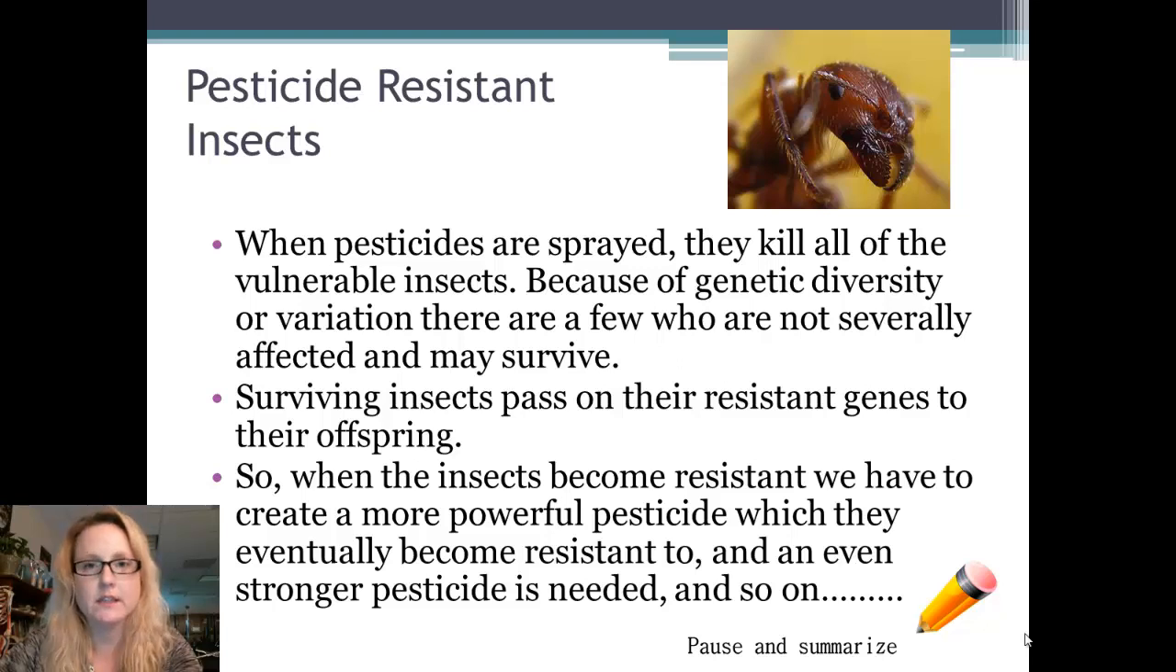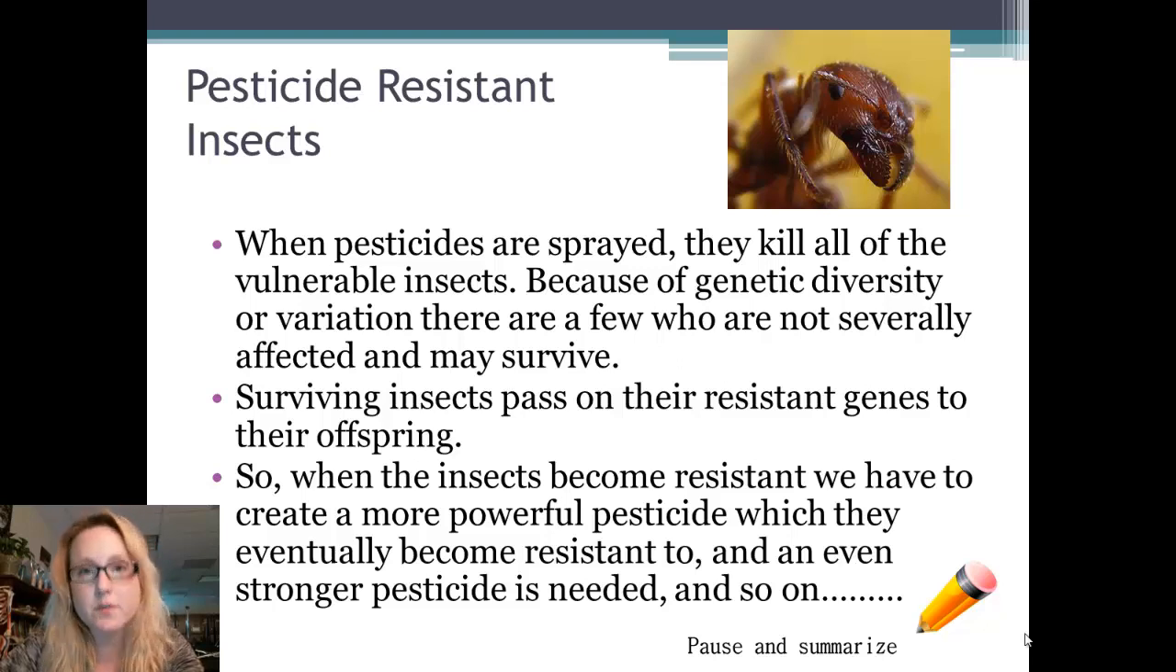Since all of the insects that were severely affected by the pesticides have now died, that means that the surviving insects are somewhat resistant to the pesticides and will reproduce. Their reproduction will establish a new population consisting of insects that share the gene that allows them to survive contact with otherwise harmful chemicals. The result is pesticide-resistant insects.